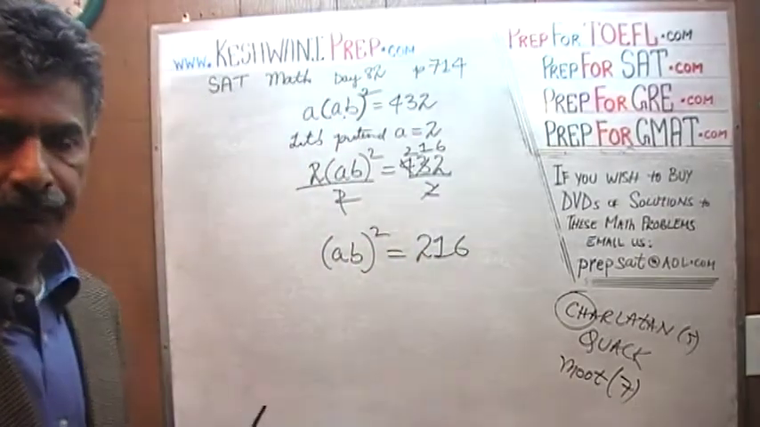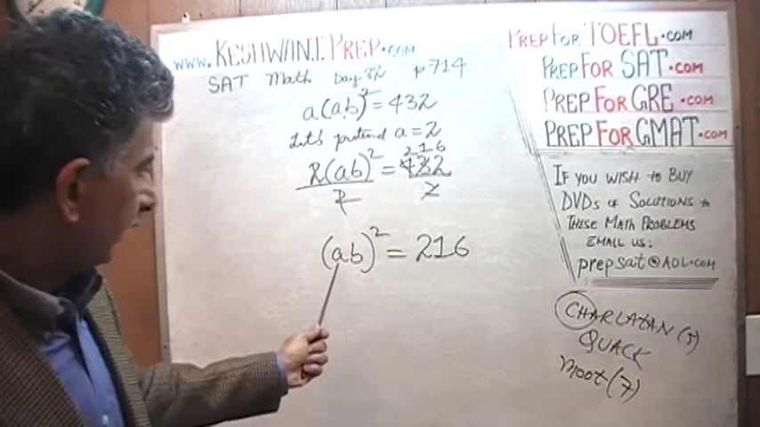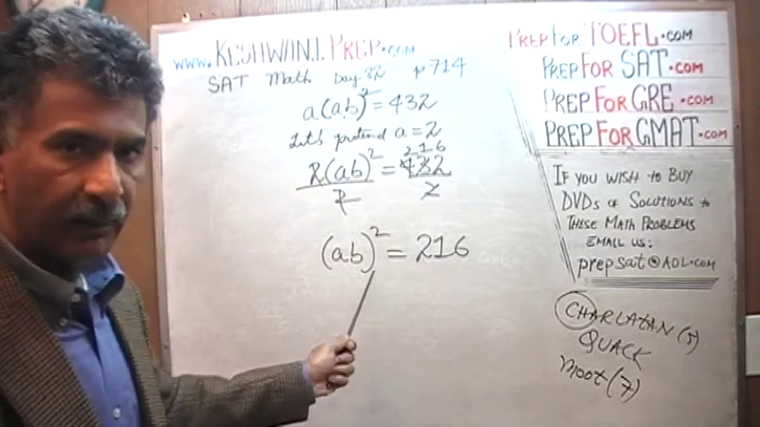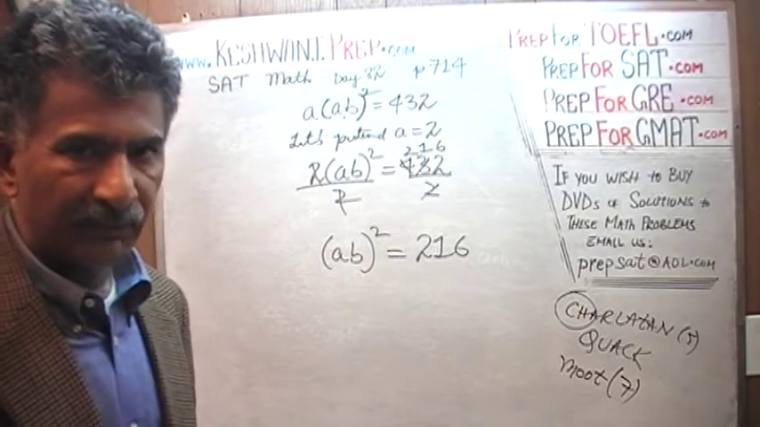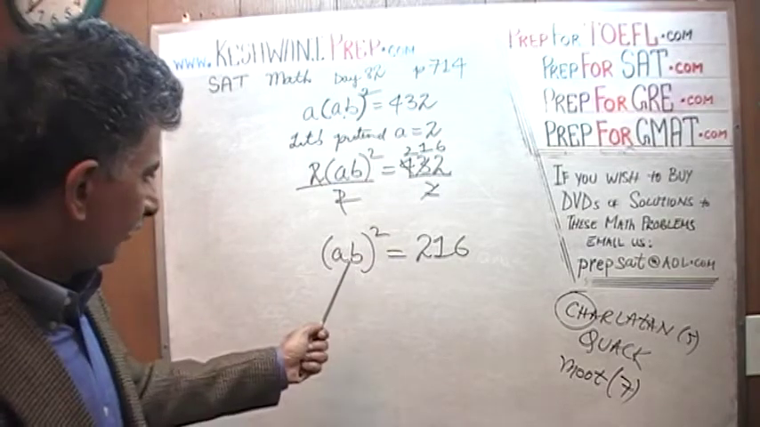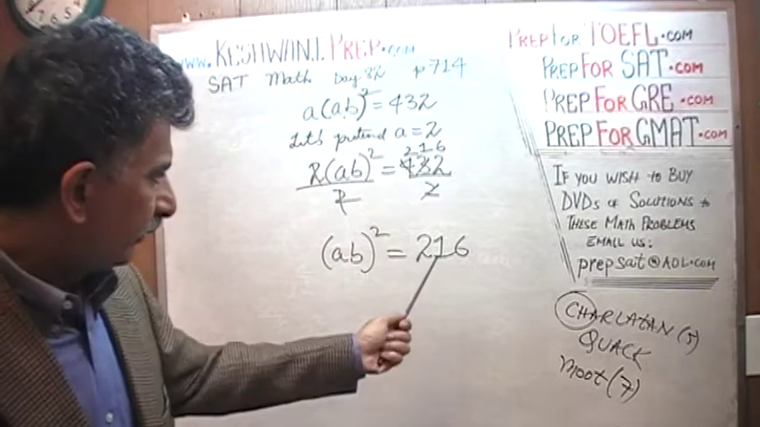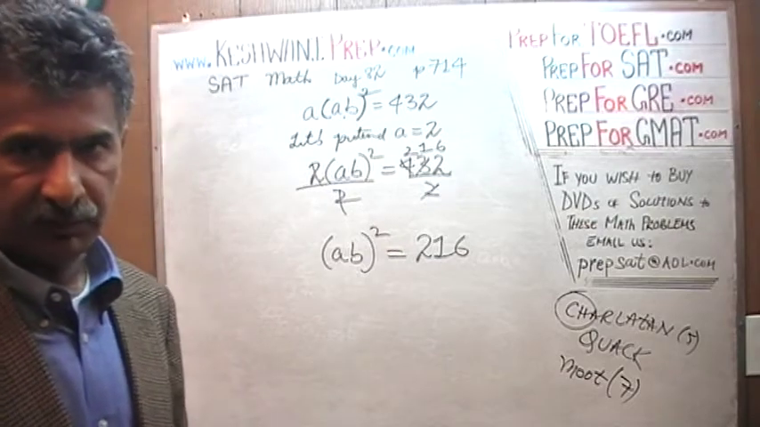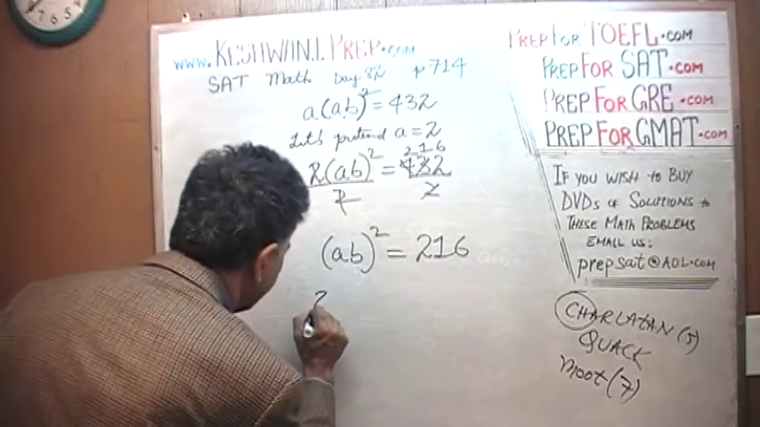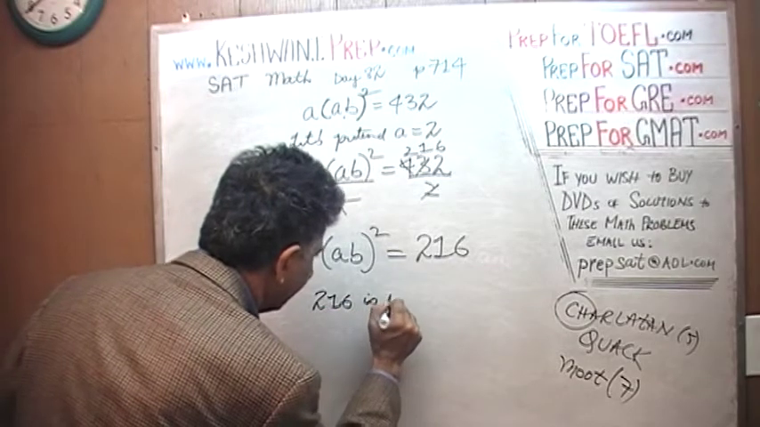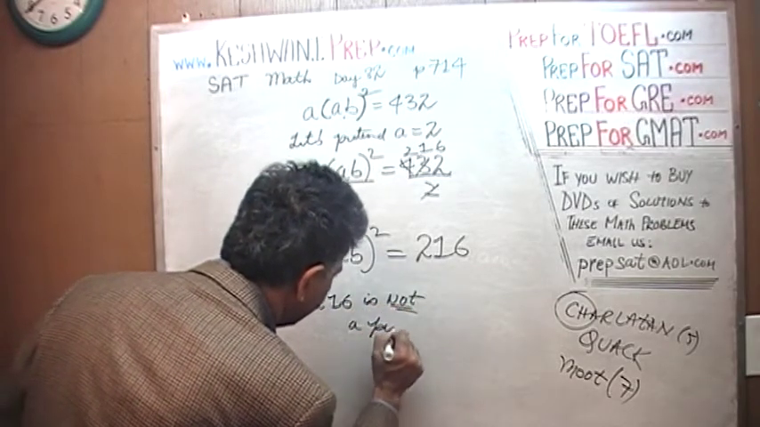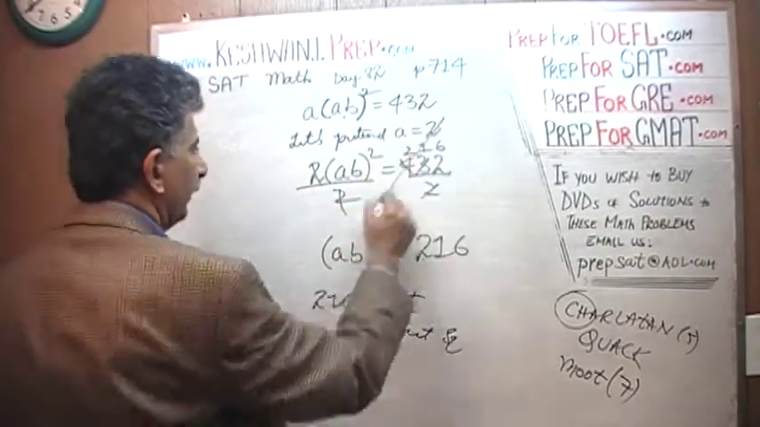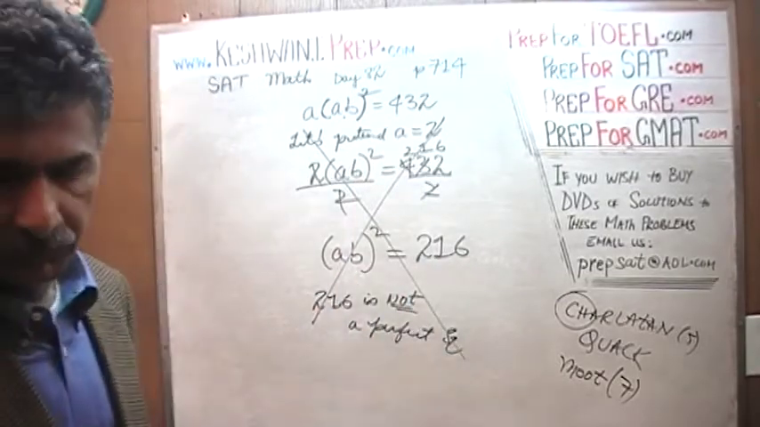Now do you see a problem here? The problem here is that A is an integer, we are told. A is an integer and B is an integer. These are whole numbers. Since A is a whole number and B is a whole number, therefore A times B is a whole number, which means the square of some number equals 216. But that is not possible. The square of no number equals 216. 216 is not a perfect square. That would not work. We cannot pretend that A is equal to 2. A cannot be 2.